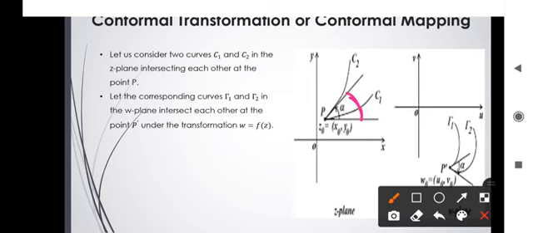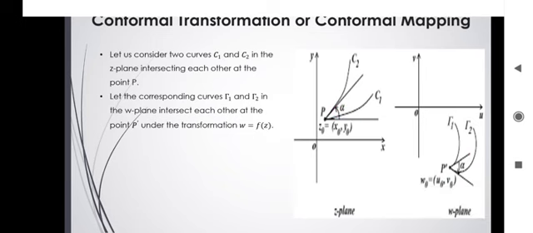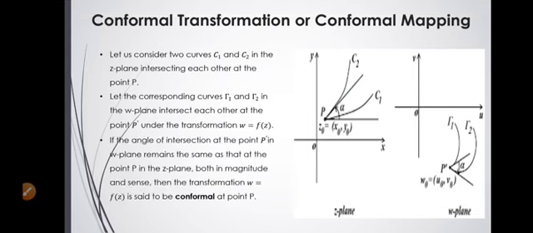Now observe the corresponding two curves tau 1 and tau 2 in the W plane. These two curves intersect at the point P dash, whose coordinates are u0, v0. If we measure the angle between these two curves, that is, the angle between the tangents to these two curves, and if these two angles are the same, then we can say that this mapping W equal to f of z is a conformal mapping or conformal transformation.